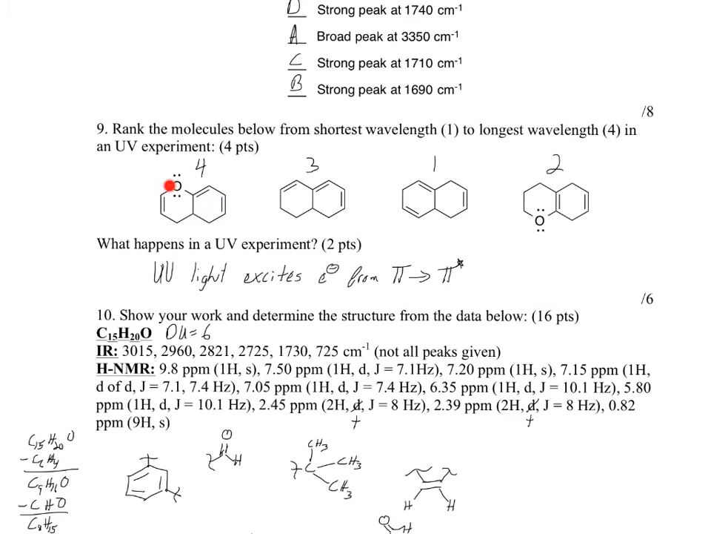So 4 conjugated, 3, just 2, and 1. So longer wavelength, more conjugation. So what happens in a UV experiment? UV light excites an electron from pi to pi star.